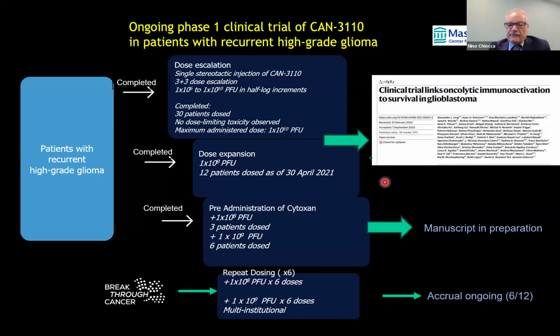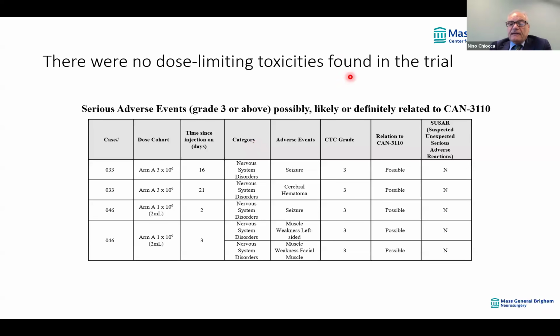So with Arm A, I'm going to spend the rest of the time discussing this paper, what we found in Arm A, which really was 42 patients, 30 plus 12. And we didn't see any dose-limiting toxicity. This was, again, a phase 1 trial. We did see some serious adverse events that were possibly related to injection of the virus.